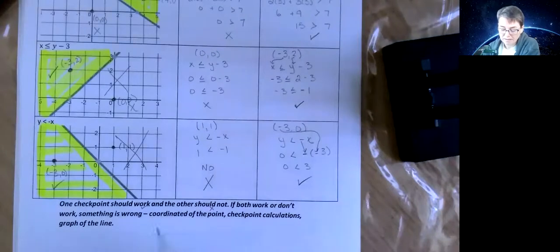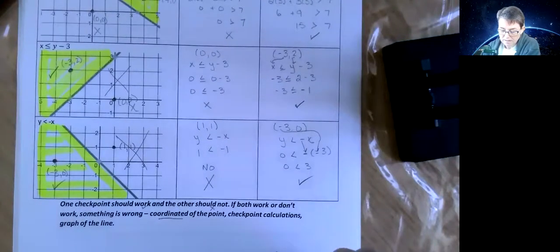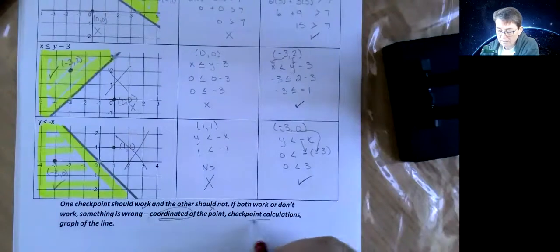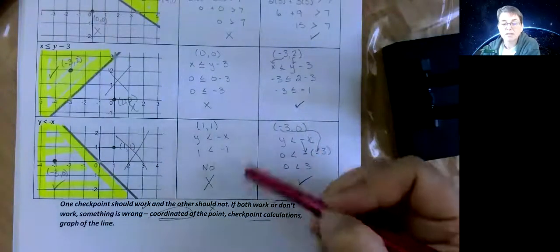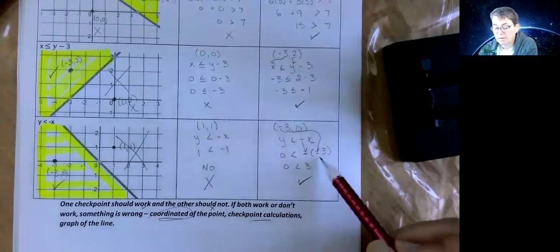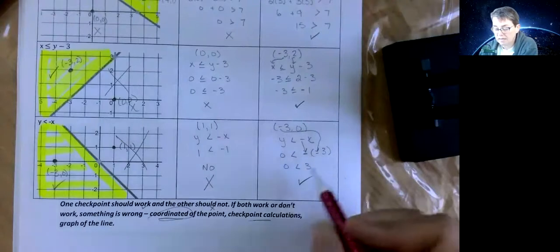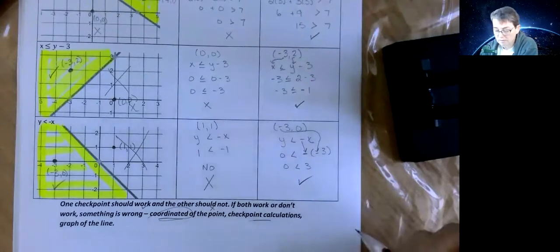Most common things is, oh, coordinates. I'll have to fix that. Maybe you read the coordinates of the point wrong. Okay. Check your calculations, maybe somewhere along here. Like this would have been a really common one. If you didn't catch that and that was a negative, then both would have been no.